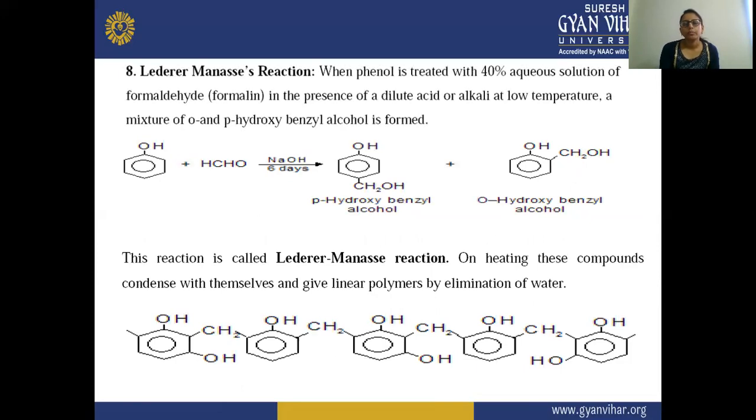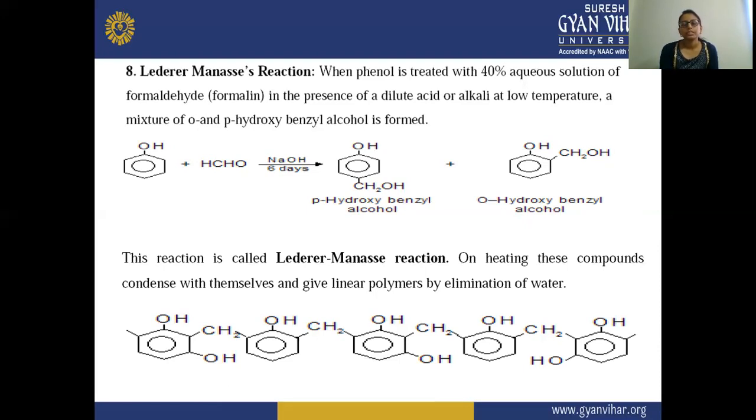Next is your Reimer-Tiemann reaction. In your Lederer-Manasse reaction, when phenol is treated with 40% aqueous solution of formaldehyde, the 40% aqueous solution of formaldehyde is known as formalin. So when we are treating this phenol with this 40% aqueous solution of formaldehyde in the presence of dilute acid or alkali at low temperature, a mixture of ortho and para hydroxybenzyl alcohol is formed.